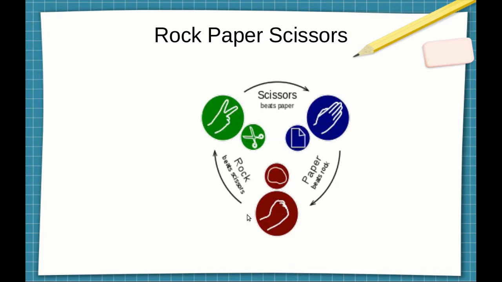The rock is represented by a closed fist, the paper is represented by an open or flat hand, and the scissors will be represented by two fingers forming a V. That is, they represent the scissors. Now, what are the outcomes of this game? The outcome can either be a draw, win, or a lose. You draw if you end up simultaneously outputting the same shape, and you can play the game again to break the tie. When it comes to win or lose, it depends on the rules of the game.